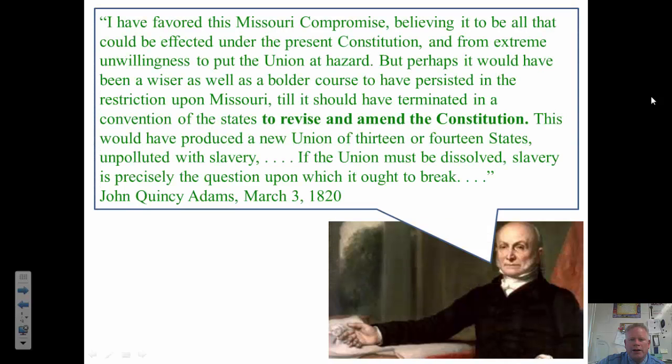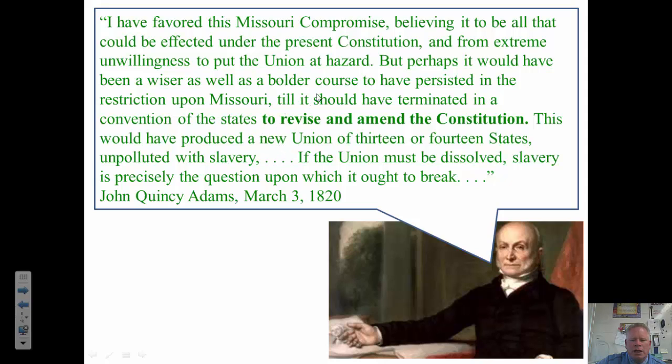John Quincy Adams wrote this down after the Missouri Compromise: I have favored this Missouri Compromise, believing it to be all that could be effected under the present Constitution, and from extreme unwillingness to put the Union at hazard. So he liked it because it saved the country. But perhaps it would have been wiser as well as a bolder course to have persisted in the restriction upon Missouri, not letting them have slavery, until it should have terminated in a convention of the states to revise and amend the Constitution. This would have produced a new union of 13 or 14 states unpolluted with slavery.